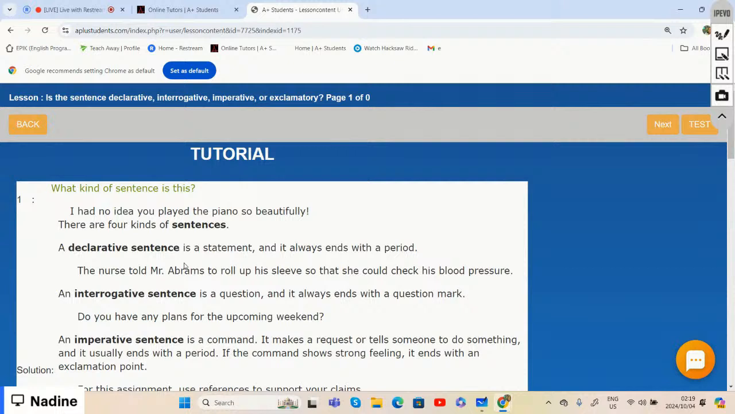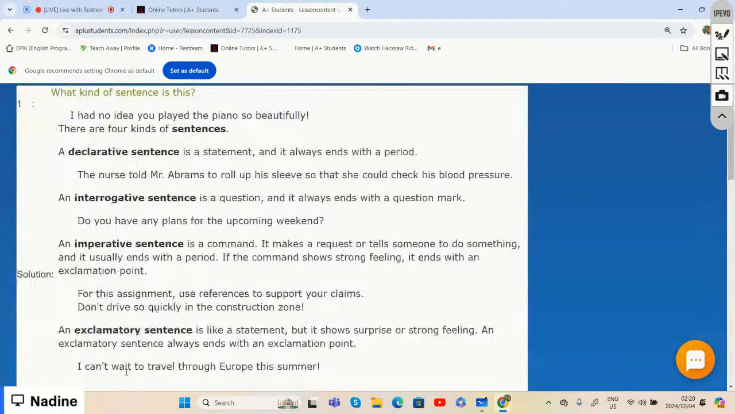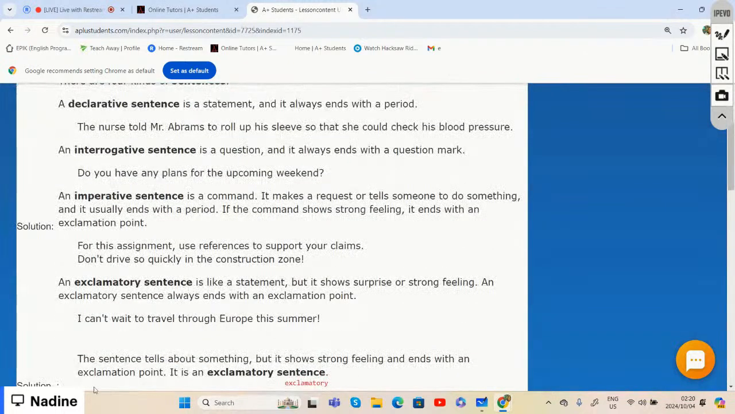All right. And we went over what a declarative sentence is, which is a statement and it ends with a period. We went over what an interrogative sentence is. It is basically a question that is being asked and it always ends with a question mark. We went over what an imperative sentence is, which is a command and it makes a request or tells someone to do something and it ends with a period. But if your command shows strong feelings, then it ends with an exclamation point. And then we have an exclamatory sentence, which is like a statement, but it shows strong feelings, it shows surprise, and that always ends with an exclamation point.